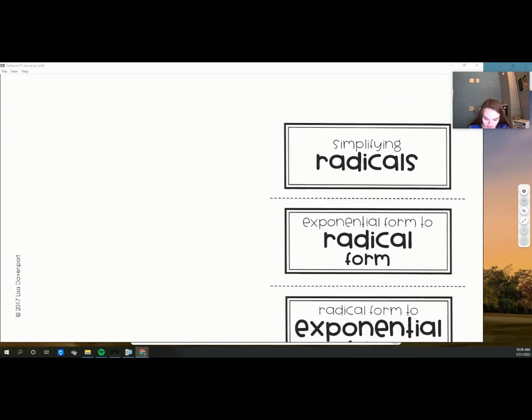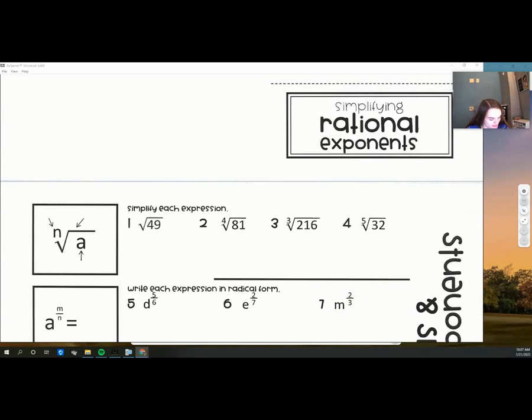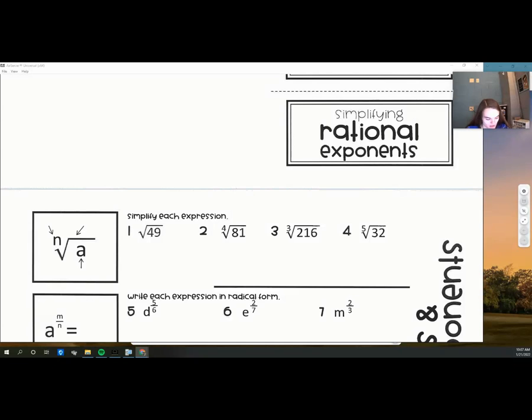The tab that you had is a little bit off because I forgot about this lesson. So if you're gluing this in, it's on page 88 of your notebook, and it's 14.4 rational exponents. So, one more exponent lesson. Okay, so you can fold it, but the first thing we're going to talk about is simplifying radicals. In the simplifying radicals portion of your foldable, we're going to label some keywords here.